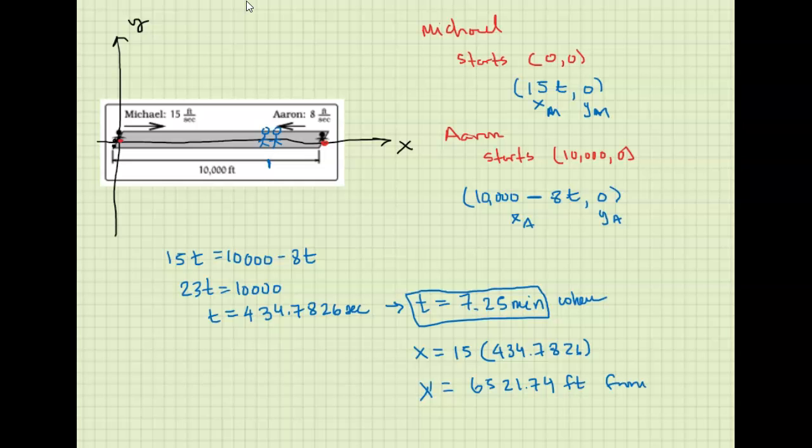This is from Michael's original position. How we set our axis was arbitrary, though. I put my origin here, so in your answer, you can explain what that distance means. Okay, good. So here is our answer. Excellent.